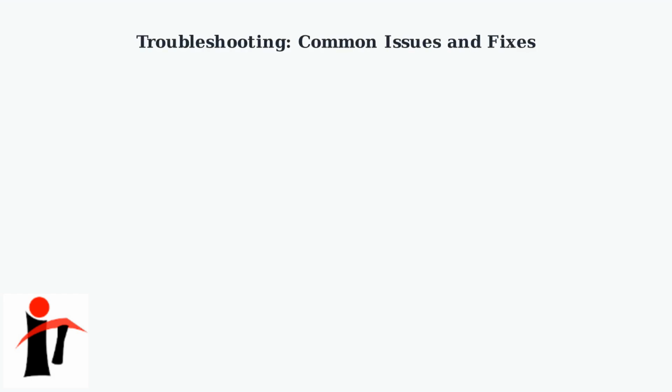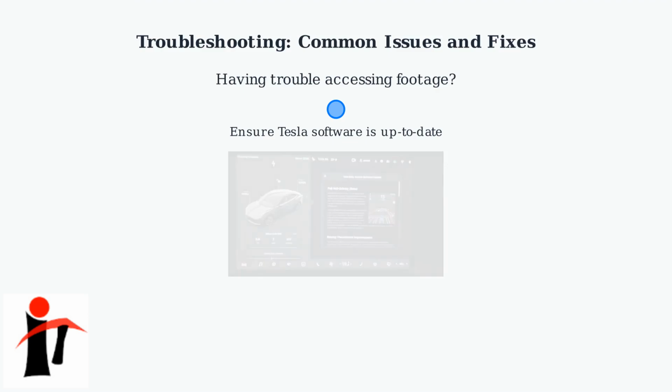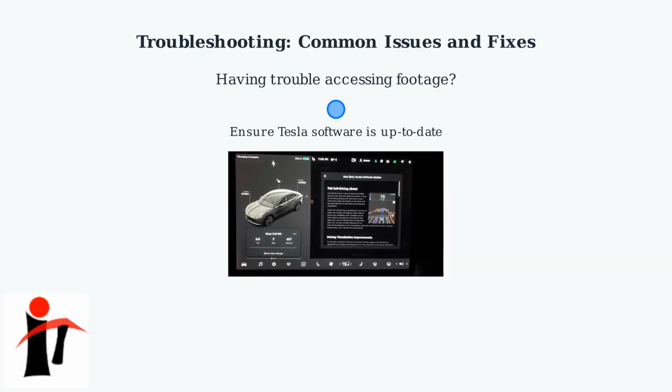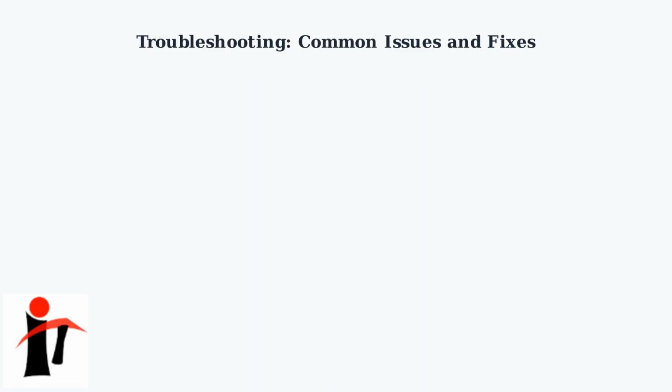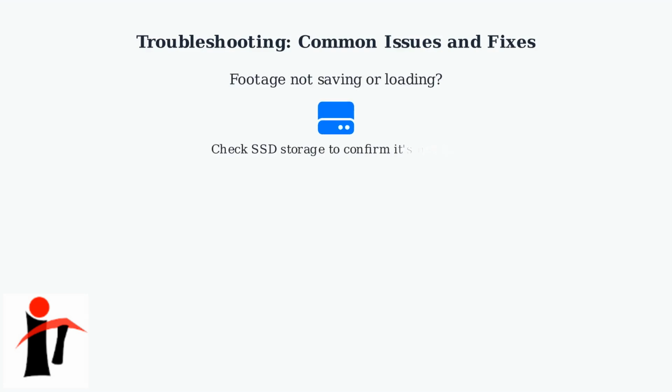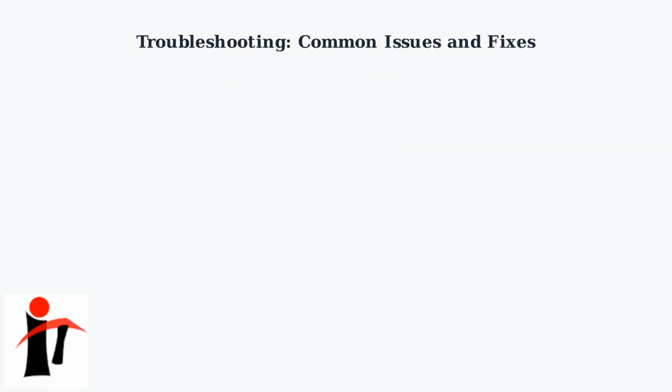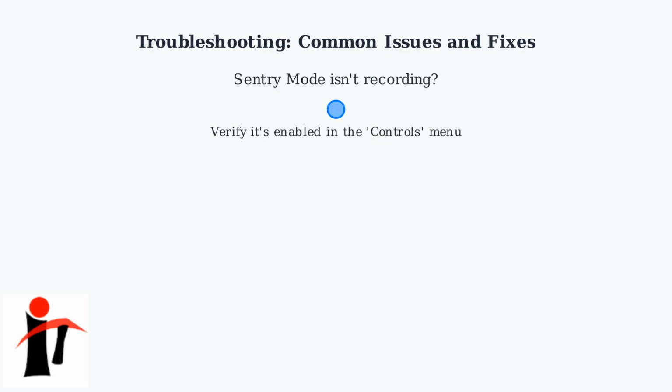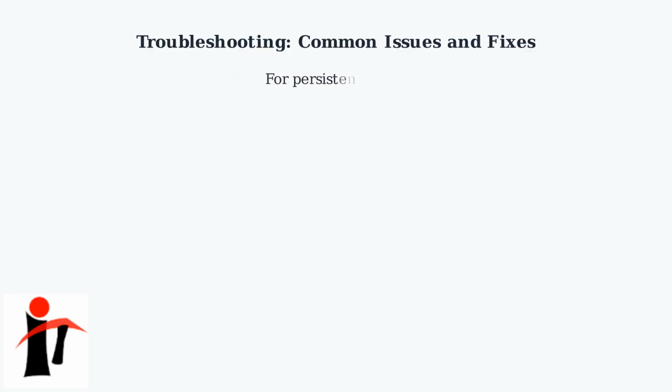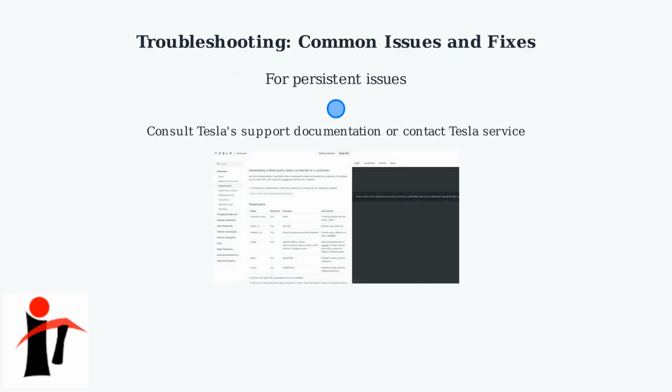If you're having trouble accessing footage, ensure your Tesla software is up to date. This resolves compatibility issues and enables the latest features. Also, check the SSD storage to confirm it's not full. Full storage prevents new recordings from being saved. If Sentry Mode isn't recording, verify it's enabled in the Controls menu. For persistent issues, consult Tesla's support documentation or contact Tesla service.